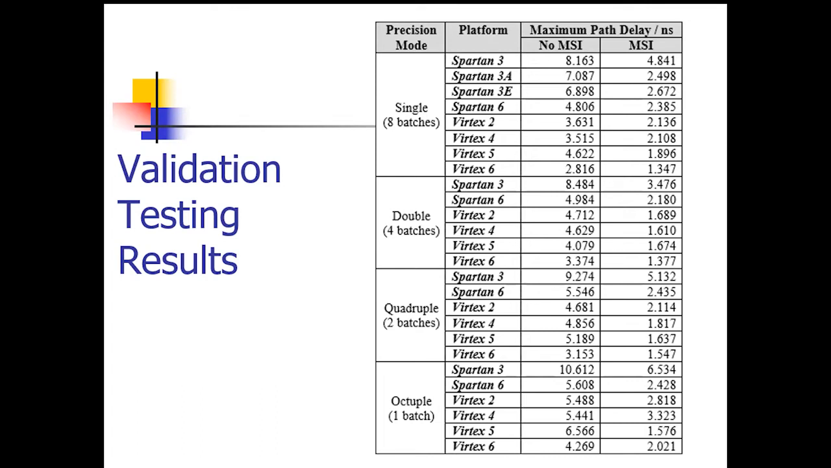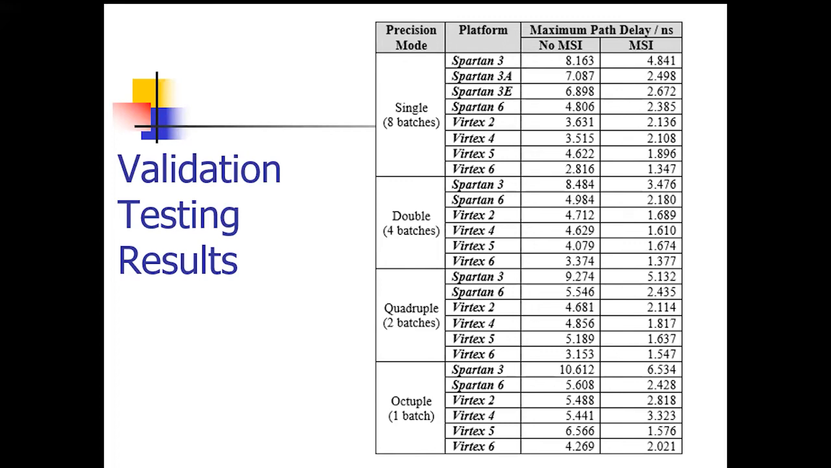So as you can see, with MSI the path delays have been significantly reduced for all the platforms generally, right? Let's look at, for instance, the Spartan 3. Without MSI, it's 8.163 nanoseconds for 8 batches to be produced, and with MSI it had been reduced to 4.841 nanoseconds. And that's the trend throughout.